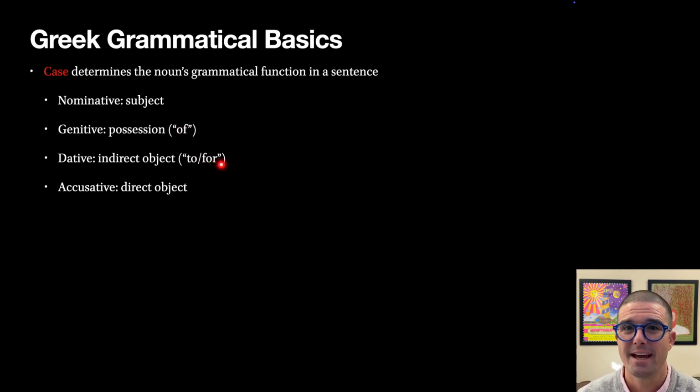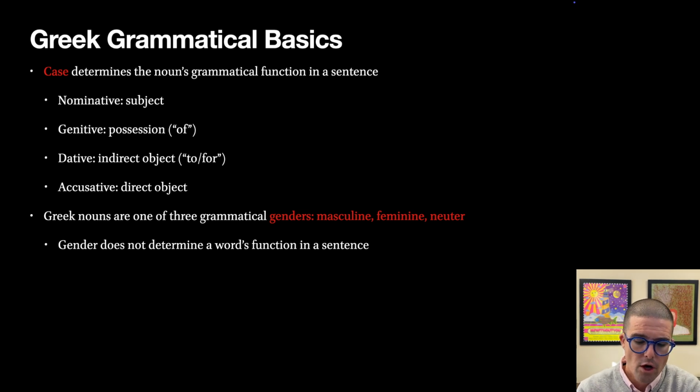The dative case is the indirect object, which in English we normally translate with to or for, and the accusative case in Greek is the direct object, the object that is most directly affected by the verb that is done by the subject. So Greek has cases, so the word will change to reflect what case it is in.